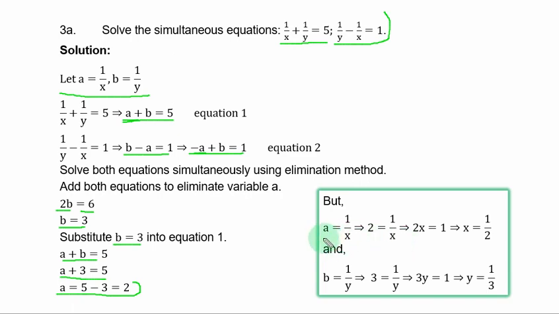Recall that a is equal to 1 over s. This implies 2 is equal to 1 over s. If you multiply through by s, you have 2s equal to 1. Divide through by 2, s is equal to 1 over 2. Secondly, b is equal to 1 over y. That means 3 is equal to 1 over y. Multiply through by y, you have 3y equal to 1. Divide through by 3, y is equal to 1 over 3.